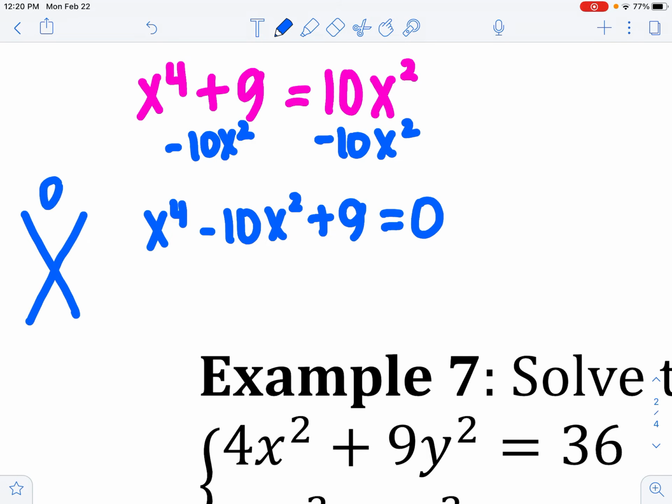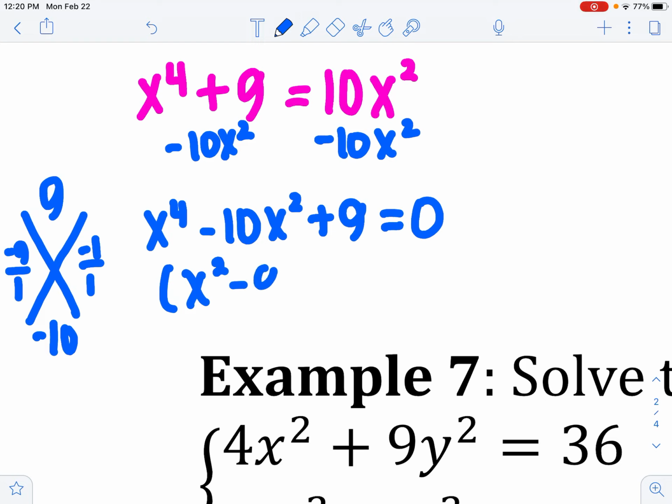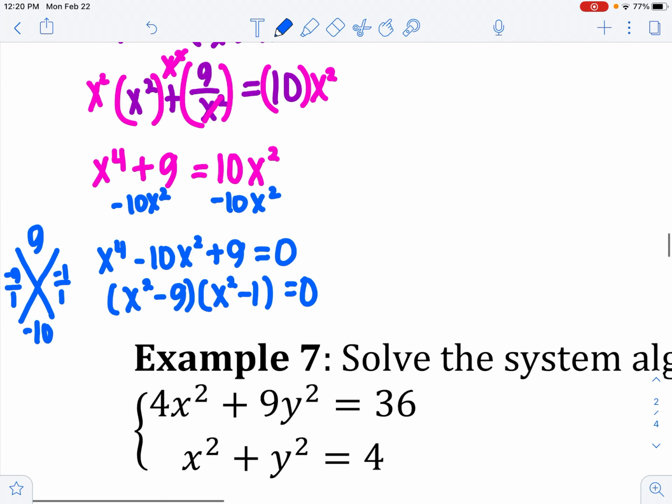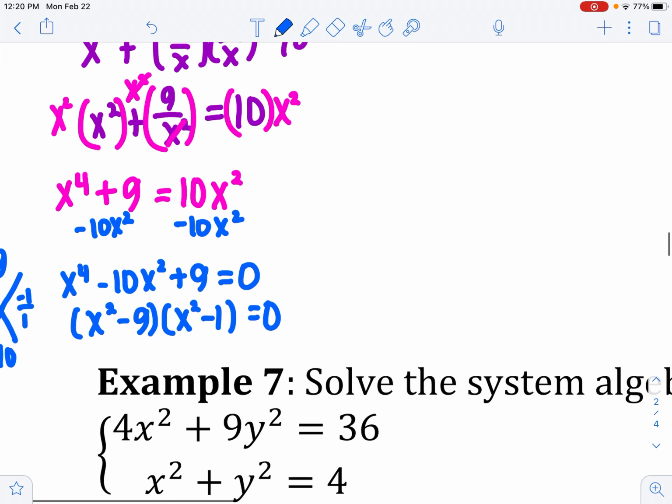All right, I want to try to factor this. First thing I look for is a GCF. There is no GCF, but then I can use my organizational x. To factor this, I need two numbers that multiply to give me 9, and they have to add to give me negative 10. Negative 9 times negative 1, lead coefficient is 1. So this does not factor to x minus 1. It's x squared minus 1 and x squared minus 9.